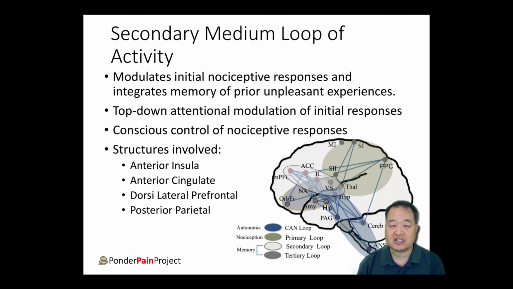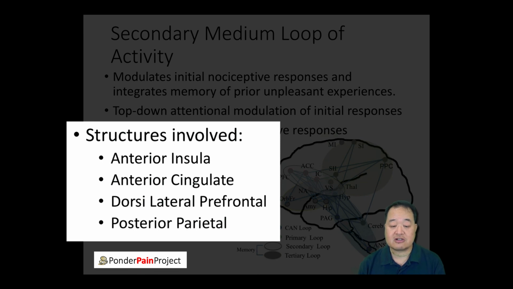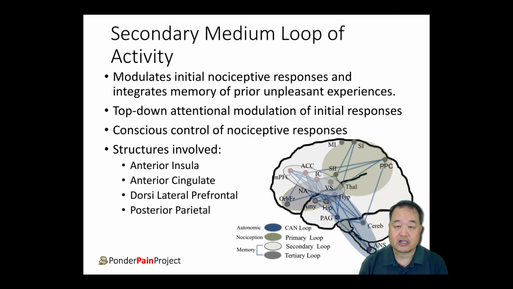It's more of a top-down modulation of initial responses. So what it does is it takes the brain and modulates our initial first responses. And it has more of a conscious control, not as much as the third loop that we'll see in a second, but it does have a component of conscious control of our nociceptive responses. The structures involved here are more of your anterior cingulate cortex, the anterior insula, the dorsolateral prefrontal cortex, and once again the posterior parietal cortex, or the PPC.